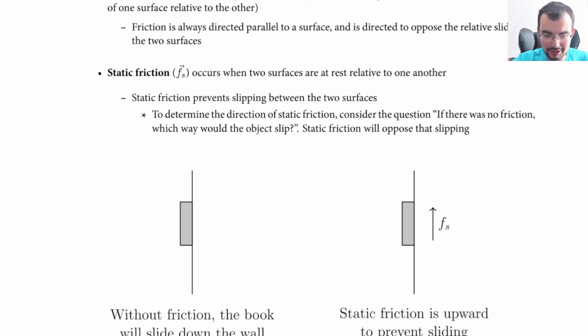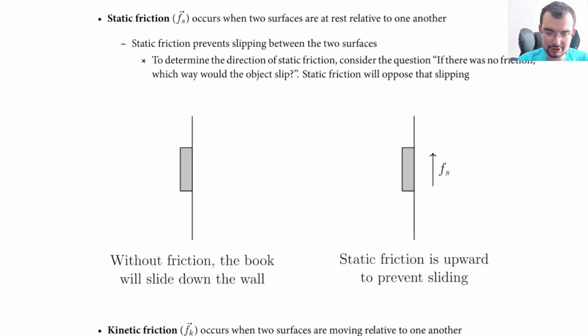The first type of friction, called static friction, is what occurs when two objects are at rest relative to one another. What static friction does is it prevents the objects from sliding to begin with. To determine which way static friction points, just say, if static friction wasn't here, which way would the sliding occur? And static friction just opposes that.